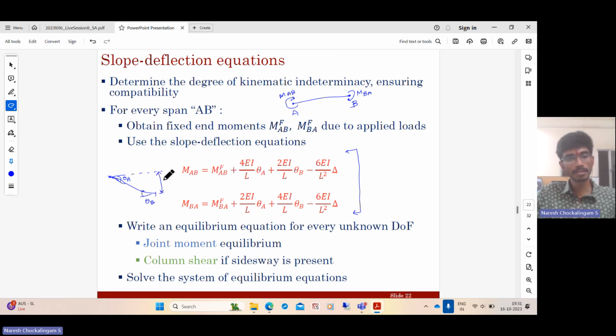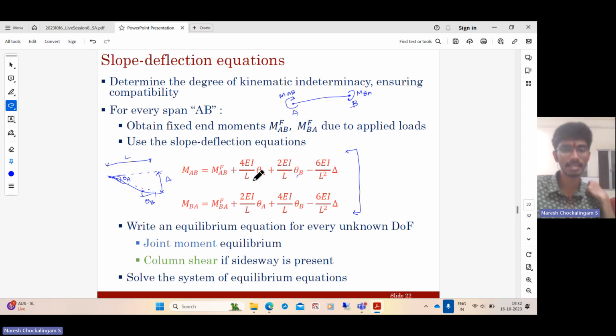The chord of the beam has rotated by a value. If the relative vertical displacement is delta, this would have rotated by a value of tan inverse of delta by L, and in the small deformation range, you can take it approximately as delta by L. So delta by L, theta A, theta B, all are positive when they make a clockwise rotation. So the end moments in a span are related to their end rotations and the chord rotation of the beam by this formula. This is the famous slope deflection equation.